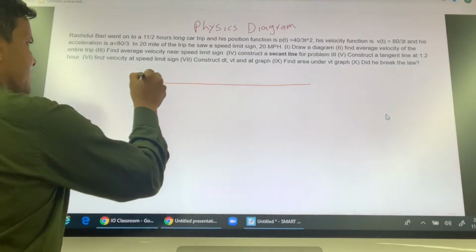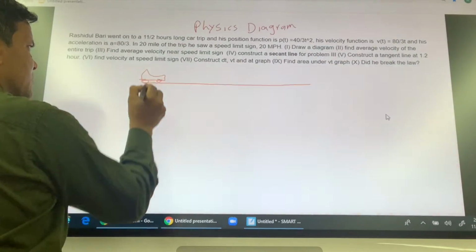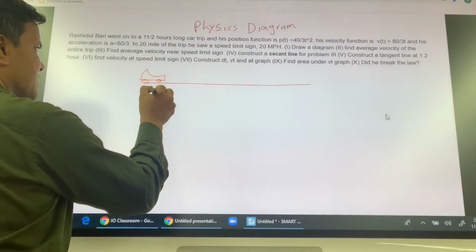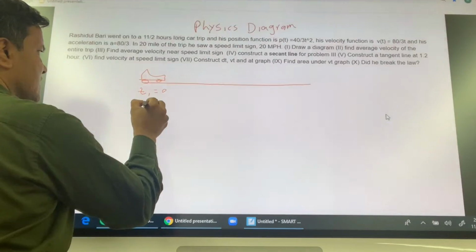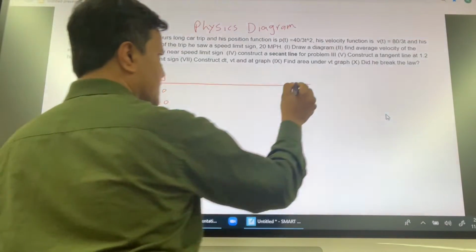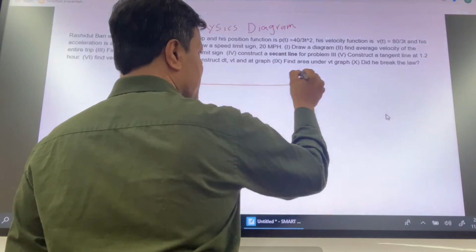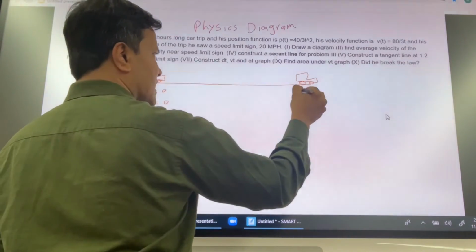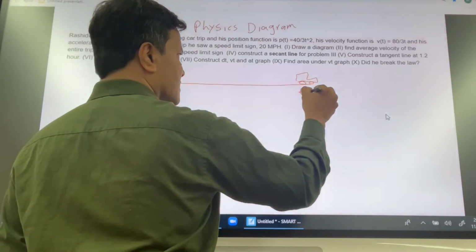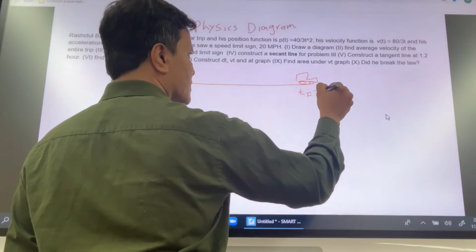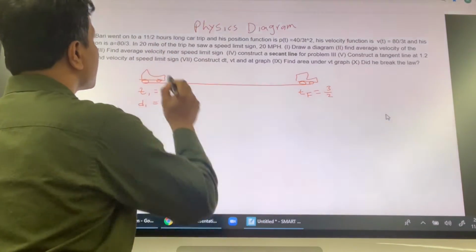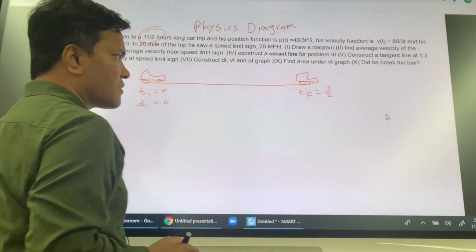So the car is here. When the car is here, time initial is 0. D initial is also 0. When the car is here, that means the end of the trip, the time final is 3 over 2, given as the 1.5 hour long trip.